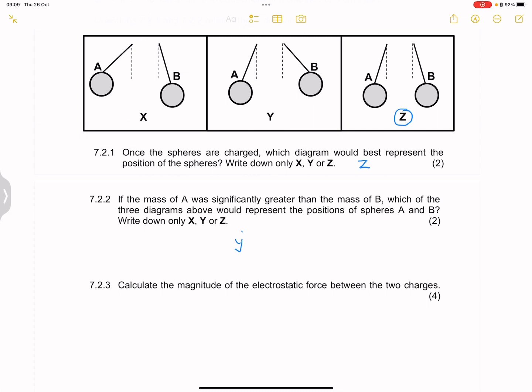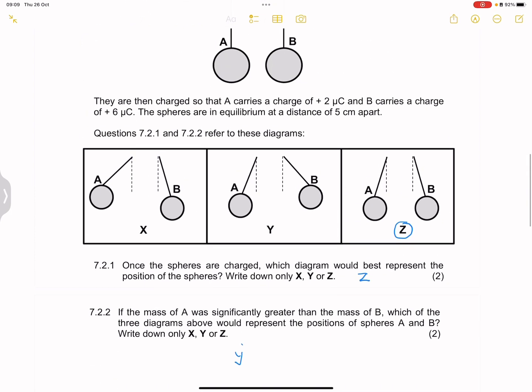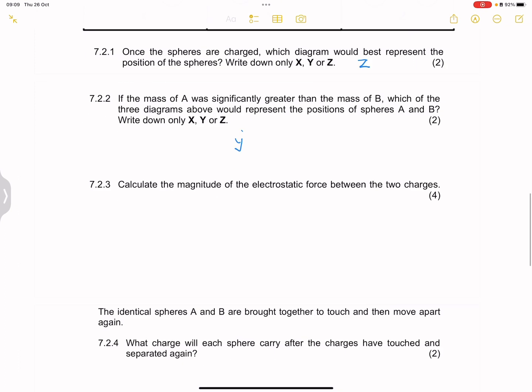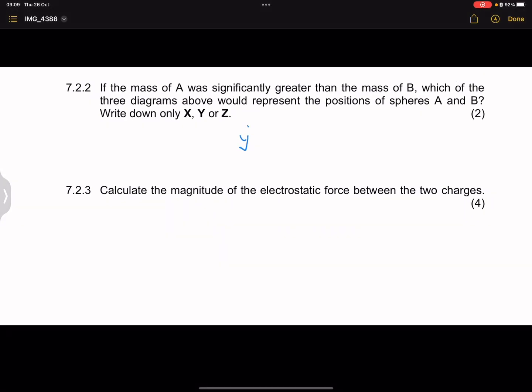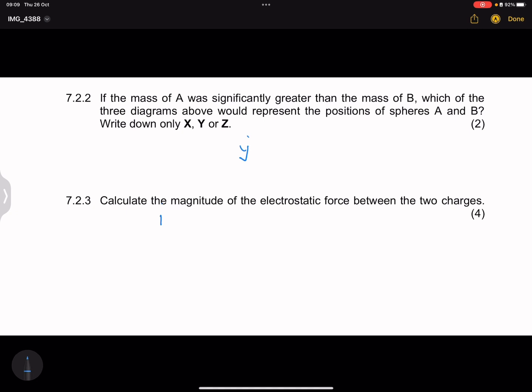So as a result, B would tend to be displaced, or experience a greater acceleration, than A would. Okay, the next question: calculate the electrostatic force between the two spheres. Let's remember the two spheres are 5 centimeters apart. They are 2 and 6 microcoulombs respectively. So I'm going to calculate the force there.